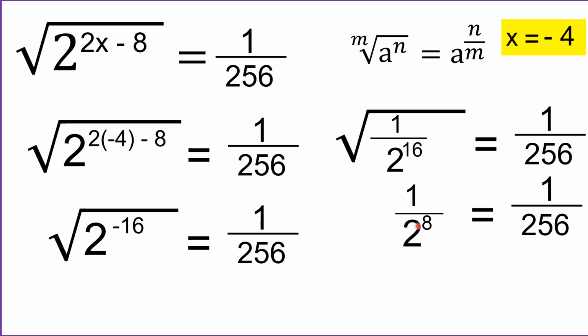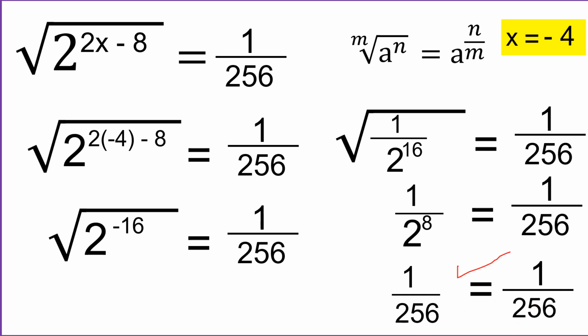Rewrite 2 raised to 8 as a whole number: this becomes 1 over 256 is equal to 1 over 256. Notice here, 1 over 256 is equal to 1 over 256. That means it checks, that is correct. Therefore, the value x equal to negative 4 is correct.